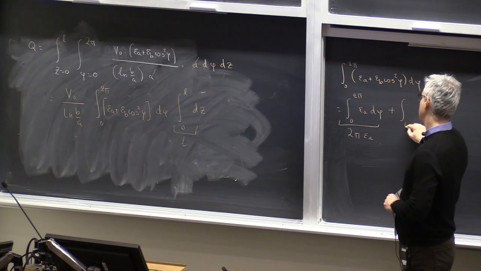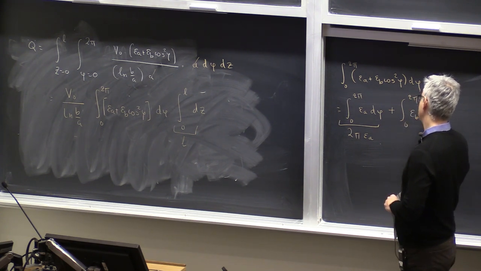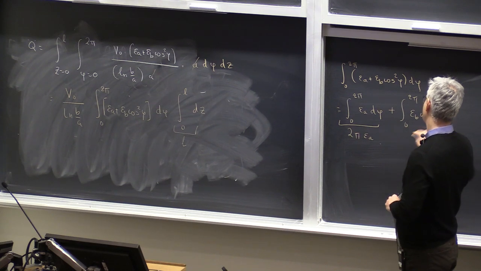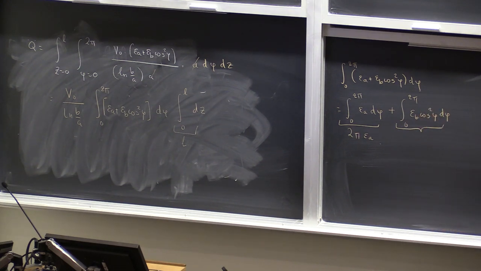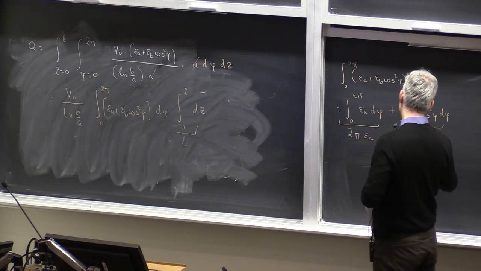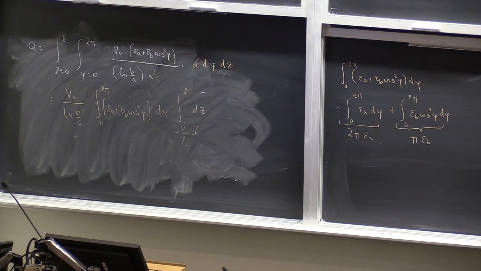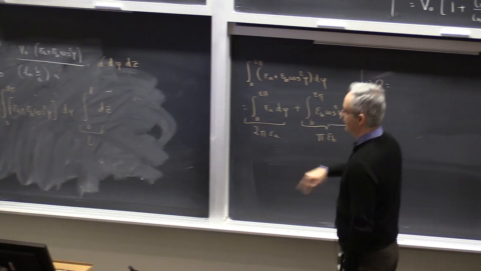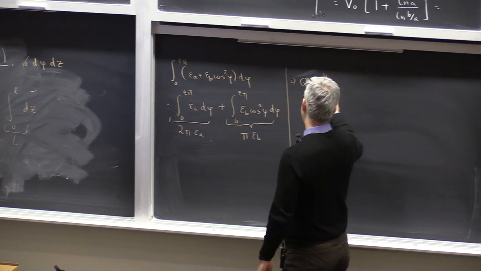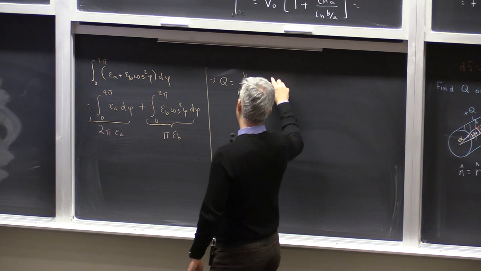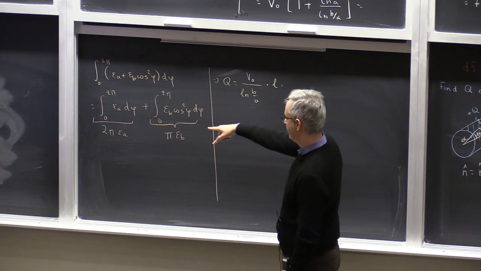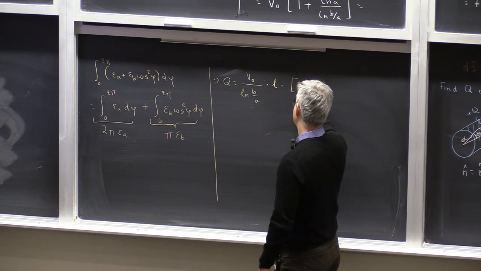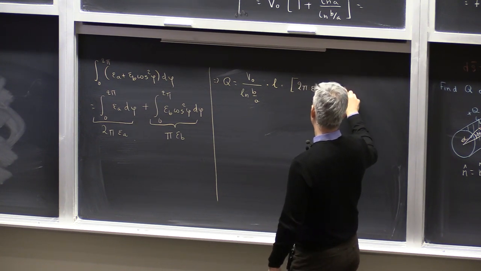And this second one, the integral of cosine squared phi from 0 to pi gives me pi. So that will be pi epsilon b. So finally, my charge will be the constants, the V naught by ln B over A, the length, L, times what came out of this integration, which is 2 pi epsilon alpha plus pi epsilon B.